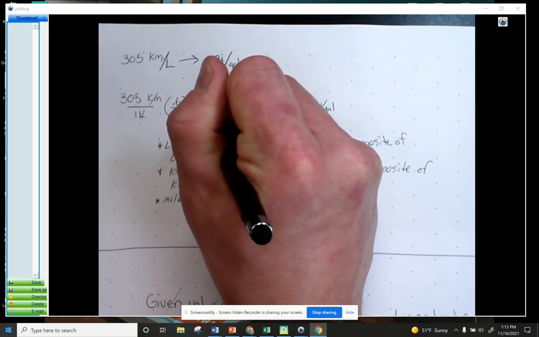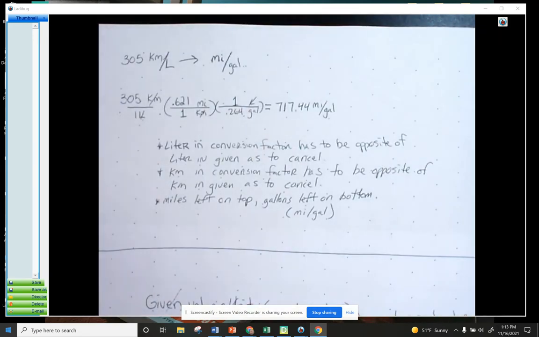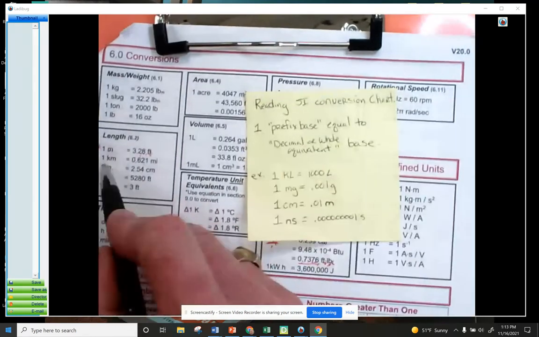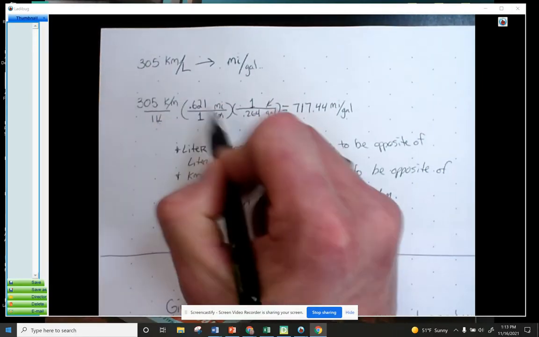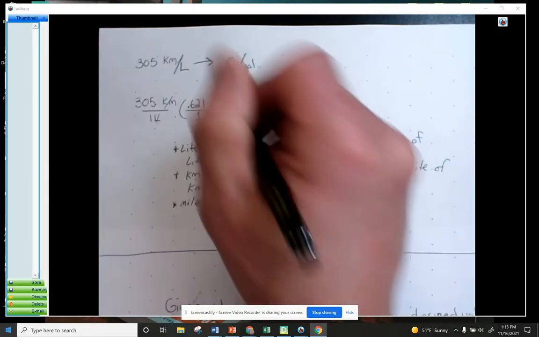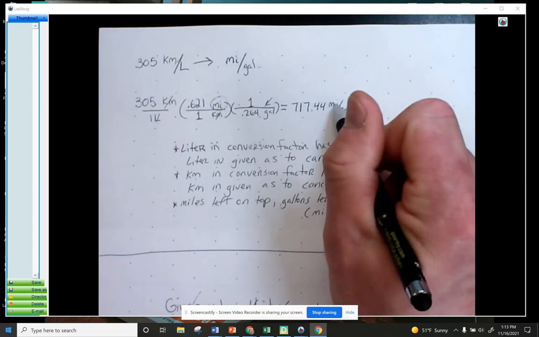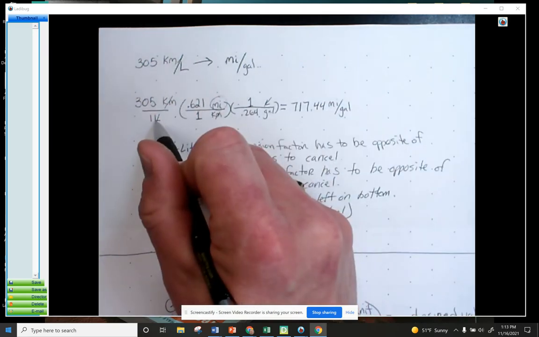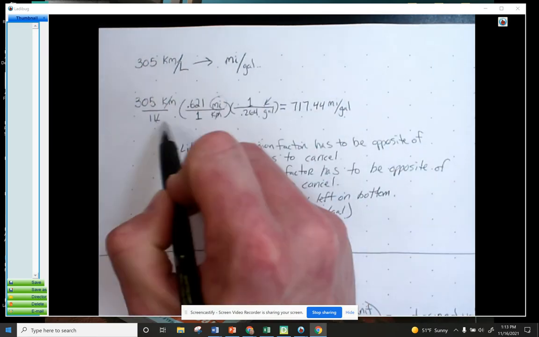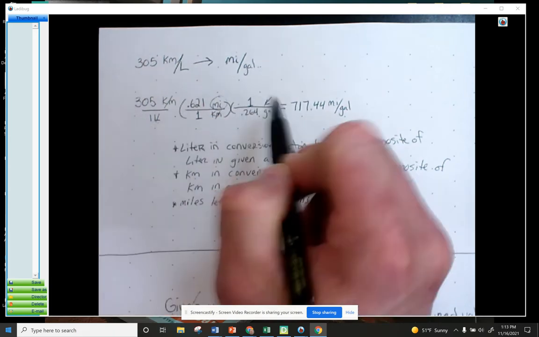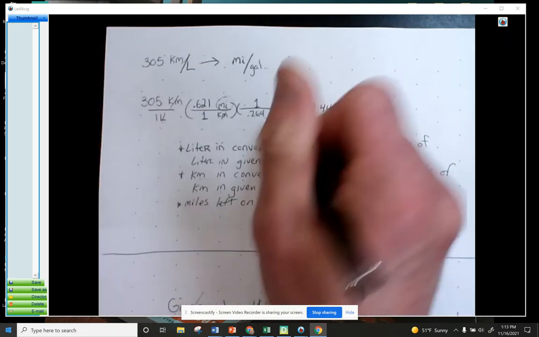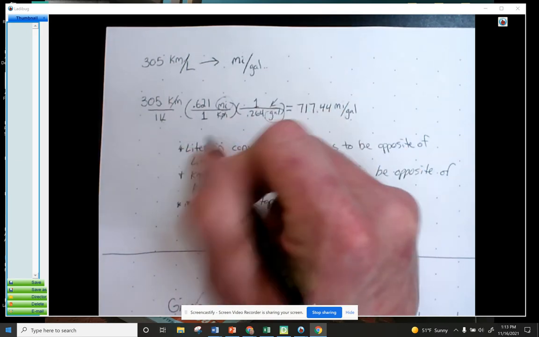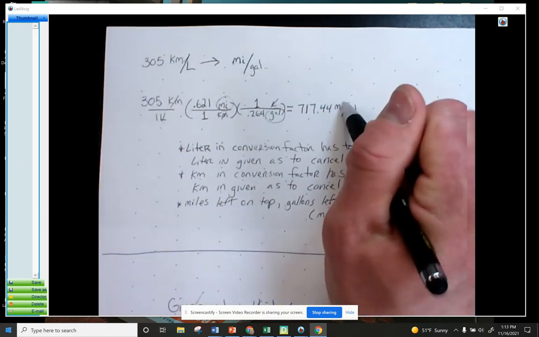Kilometer to mile is from the conversion sheet right here. 1 kilometer is this many miles. Kilometer on the bottom, mile on the top. 1 mile on the top in your final answer. We then have liters here that we need to get to gallons. So liters is on the bottom here, so we need liters on the top over here to cancel them. Gallons on the bottom. You want gallons on the bottom of your final answer. Miles over gallon.